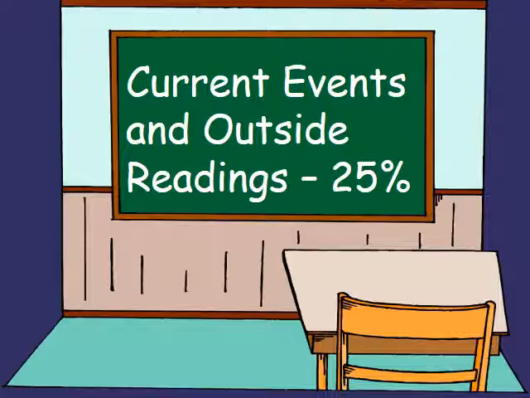25% of your grade will come from 10 assignments, current events and outside readings. There are 5 sets of current events, 5 sets of outside readings. The current events that you will be doing are going to be based on you selecting from any source you wish, as long as it's dependable and reliable, an article relating it to government, and then you're going to prepare a paper. I will give you the instructions on how to prepare that paper on Blackboard.